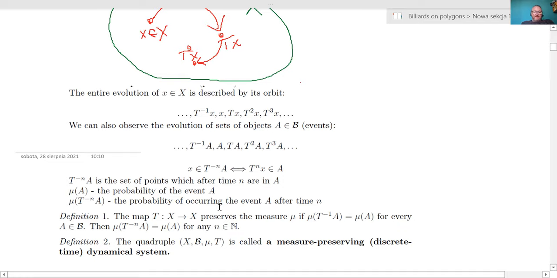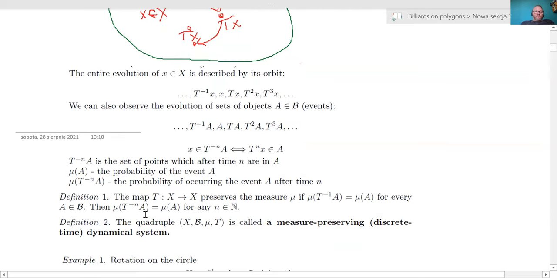And we say that such a dynamical system T preserves the measure mu if the measure of the preimage of every measurable set is equal to the measure of the original set. So it's not so hard to deduce that we also have such kind of equality, which roughly speaking means that the probability of an event occurring does not depend on the position in time, something like that.